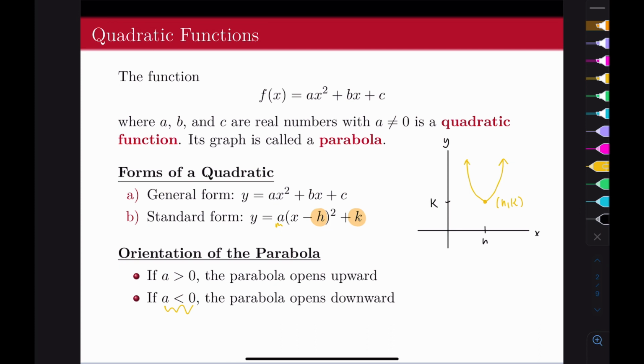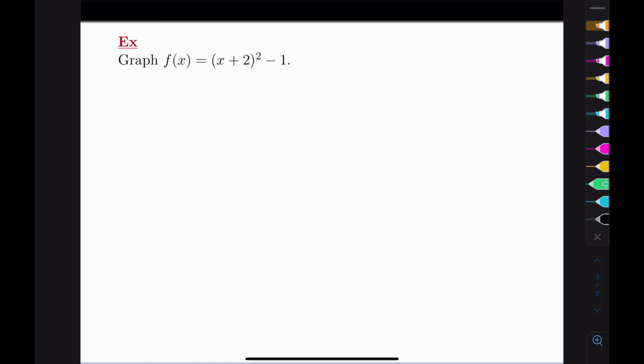So all of these things do have special meanings. This point here is called our vertex, (h, k). And then also, if you cut this in half, you notice it's symmetric. So the line x equals h is the axis of symmetry. Okay. So we are going to have to find that vertex, and then the value of a is going to tell us which orientation it opens in. So let's get an example.